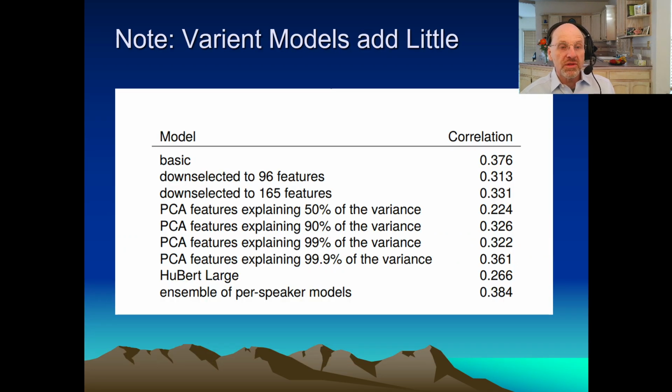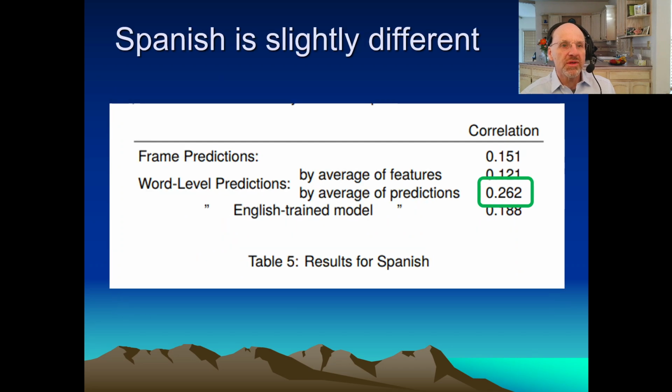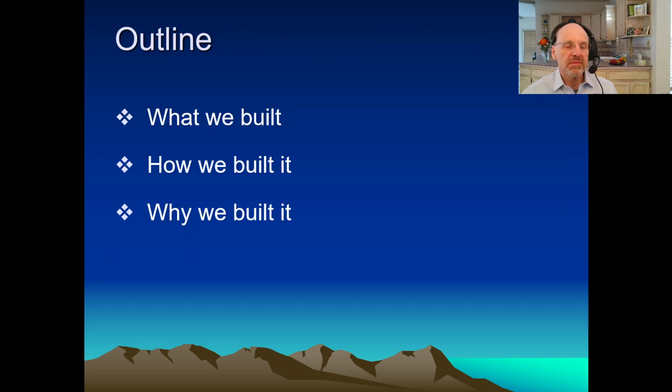We explored different ways to get rid of noise. No real benefit was found. We found that Spanish is harder to predict. There's a couple of reasons for that discussed in the paper. And do not use an English-trained model to predict Spanish or probably any other language. So reduction is language dependent. All right, so that's what we built, how we built it, a little bit on why we built it.